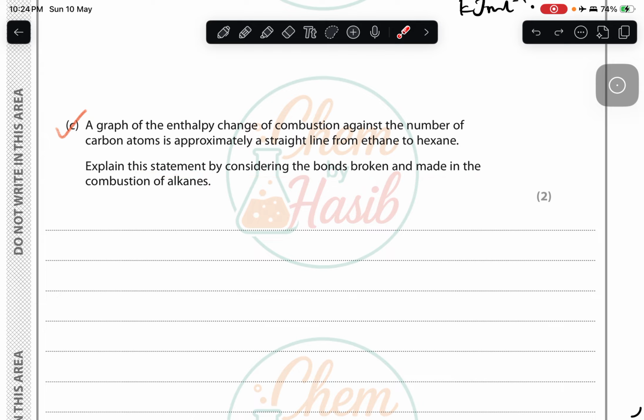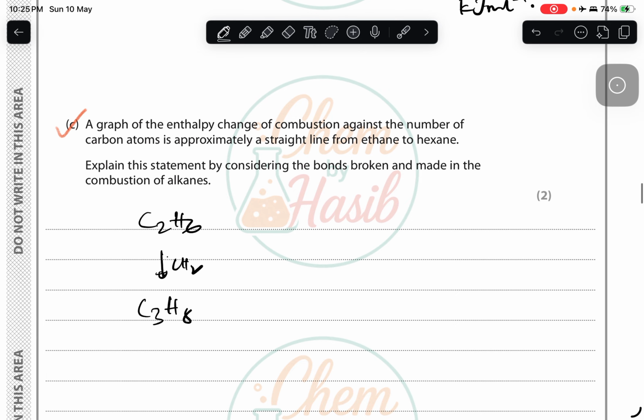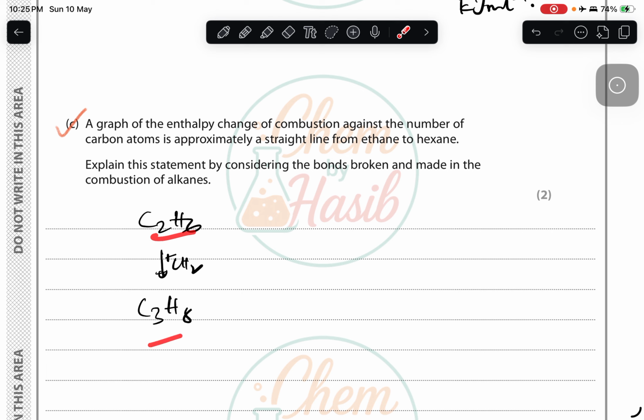Now if you look here, for example, if you have ethane, C2H6, and if you have propane, it is C3H8, right? If you compare the two molecules, as you go down the homologous series, it increases by CH2. When you move from ethane to propane, it increases by CH2. Now if you carry out complete combustion of C2H6, it will produce 2 moles of carbon dioxide and 3 moles of water, right?